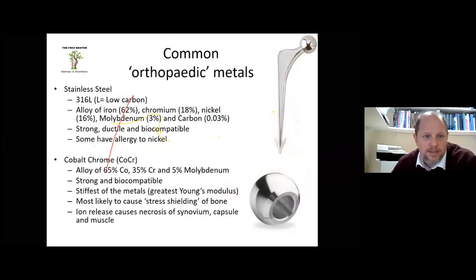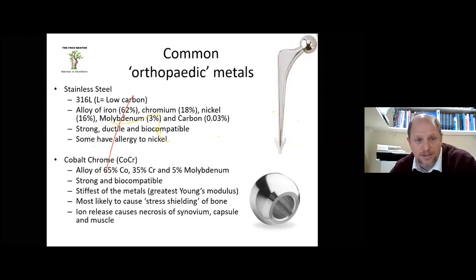So what about the metals we use? I'm just going to talk really about three main metals: stainless steel, cobalt chrome, and titanium alloy. And stainless steel, as you probably know, is surgical grade stainless steel 316L, L standing for low carbon. That does tell you that it has some carbon in it. And so sometimes you can find questions that ask you about what kind of stainless steel that is. And it's surprising how many things are found in the alloy of stainless steel.